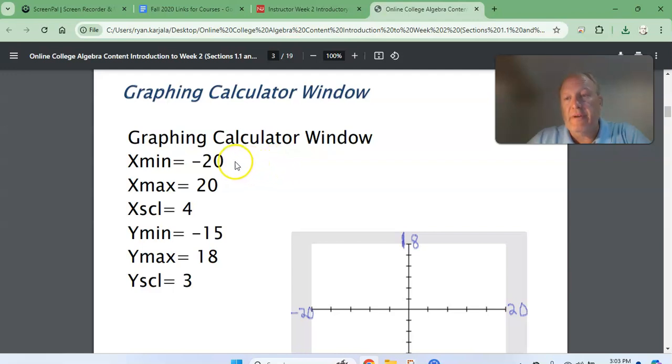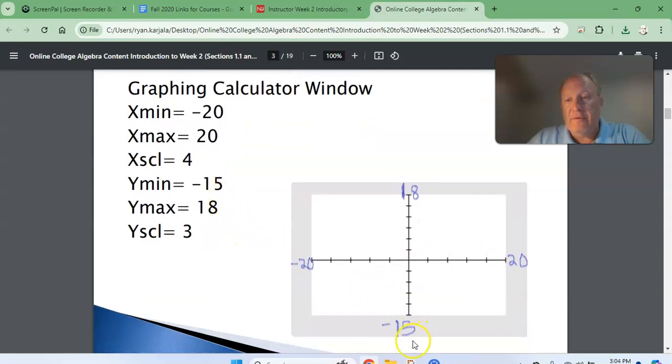If you press the window button on your graphing calculator, you can adjust these scale factors here. Like the x-min, that's how far it goes to the left on the x-axis. The x-max is how far it goes to the right. The y-min is how far it goes down. And the y-max is how far it goes up. The x scale is 4, what we're counting by. This is 4, 8, 12, 16, 20. Y scale is 3, so that's 3, 6, 9, 12, 15, 18. So you can see how that works. You can adjust that using the window button on your graphing calculator.